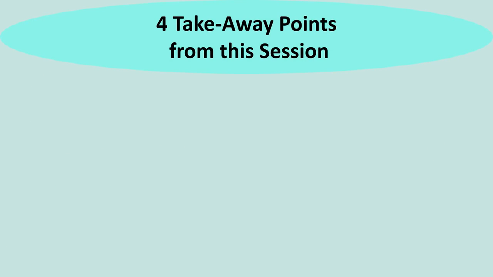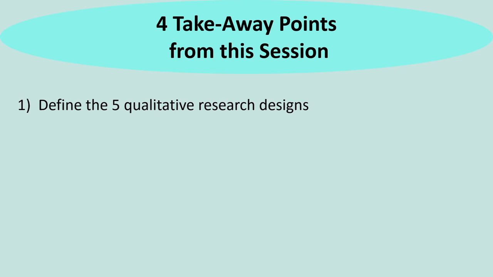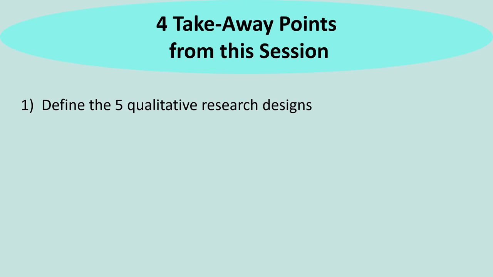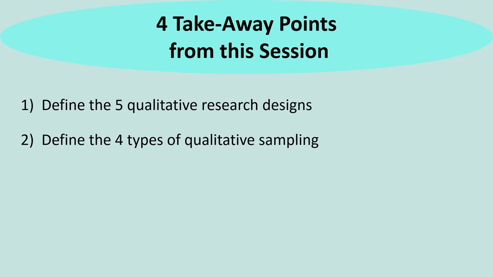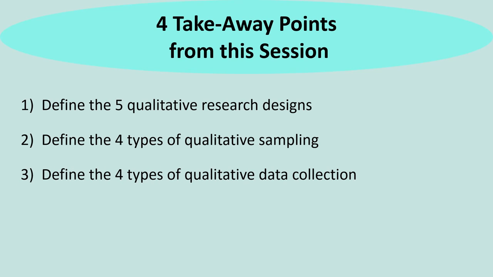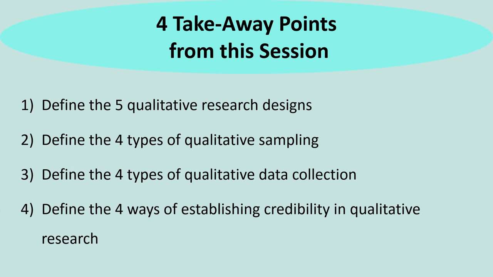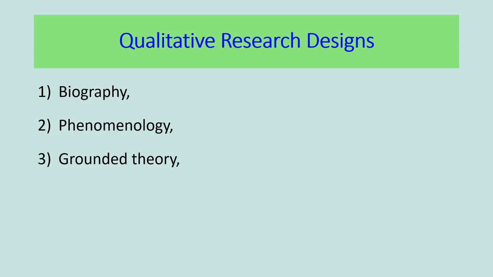In summary, the takeaway points from this session are to define the 5 qualitative research designs, define the 4 types of qualitative sampling, define the 4 types of qualitative data collection, and define the 4 ways of establishing credibility in qualitative research. And describing the meaning that people give to that experience. A grounded theory is focused on developing a theory that is arrived at inductively from the qualitative data, which means that a researcher starts with a general.